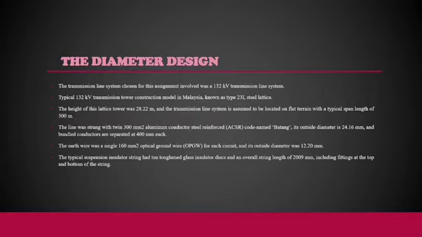The typical suspension insulator string had 10 toughened glass insulator discs and an overall string length of 2009 millimeter, including fittings at the top and bottom of the string.